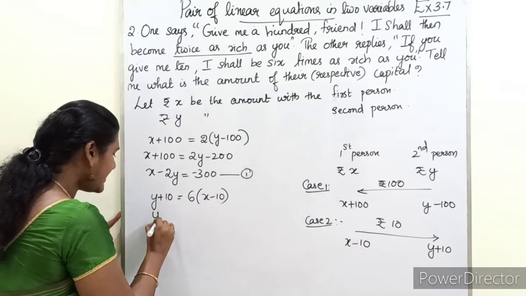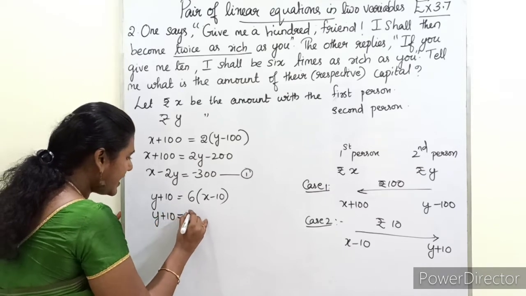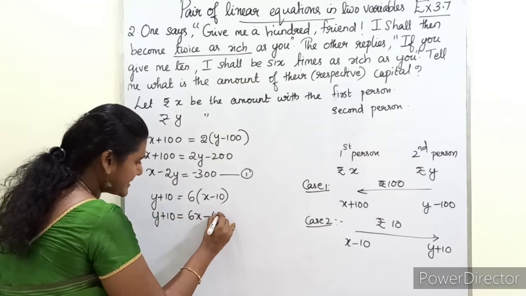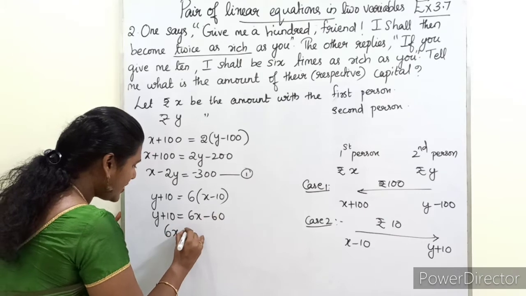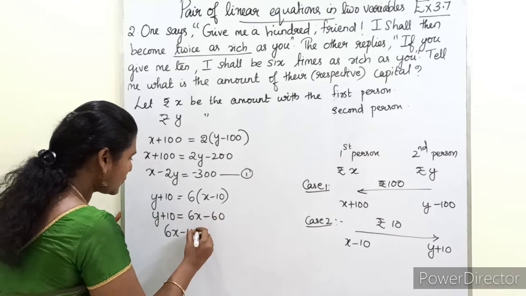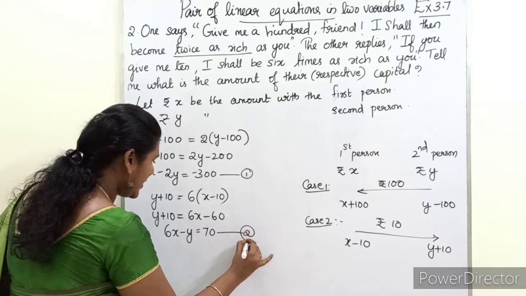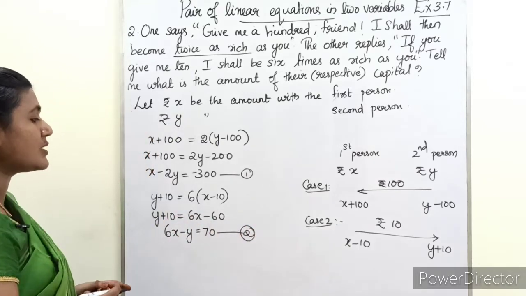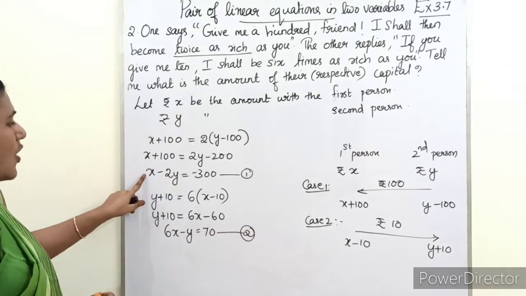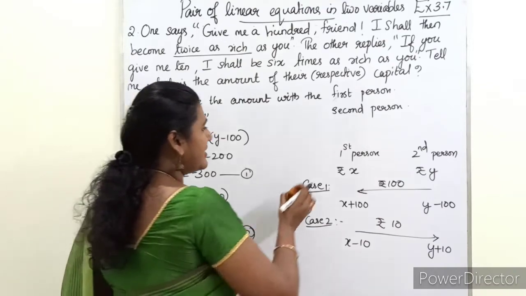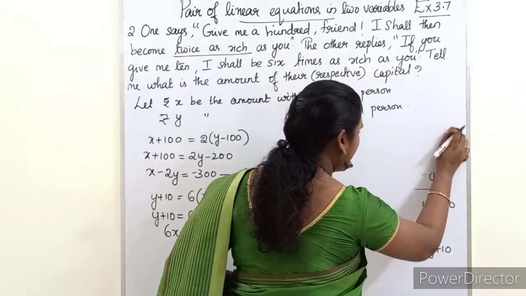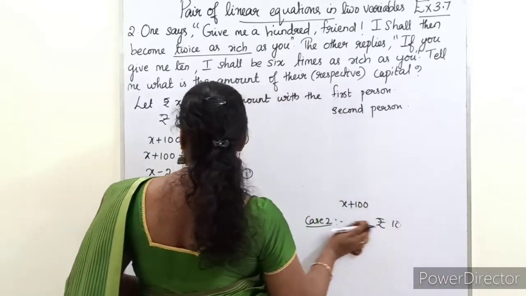So we will simplify this. y plus 10 equal to 6x minus 60. So the second equation you will get as 6x minus y is equal to 70. So this is the second equation, 6x minus y is equal to 70. Now we will solve these two so that we can find the value of x and y. So here we will do the elimination method.